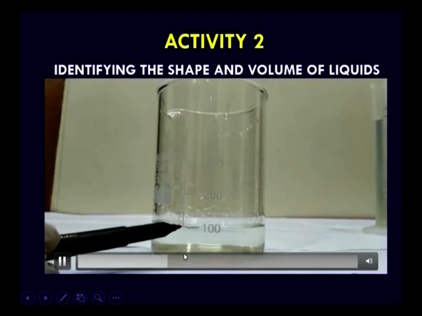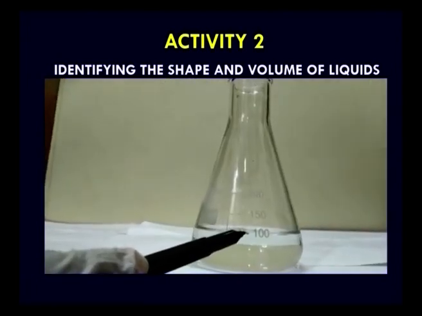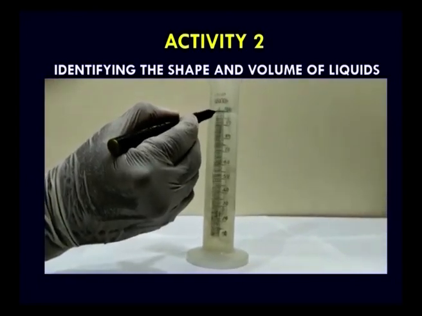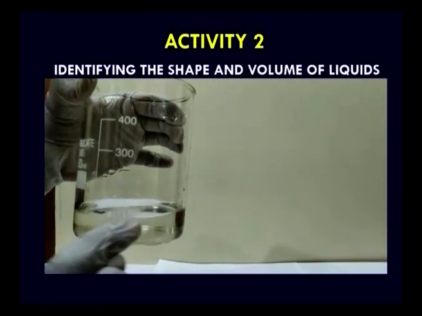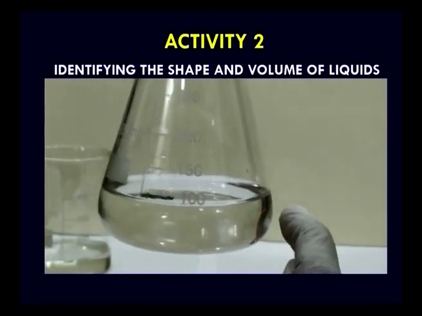Mark the level of the water in a glass beaker. Mark the level of the water in a conical flask. Mark the level of the water in a cylindrical jar. The water occupies the shape of the glass beaker. Water occupies the shape of the conical flask.